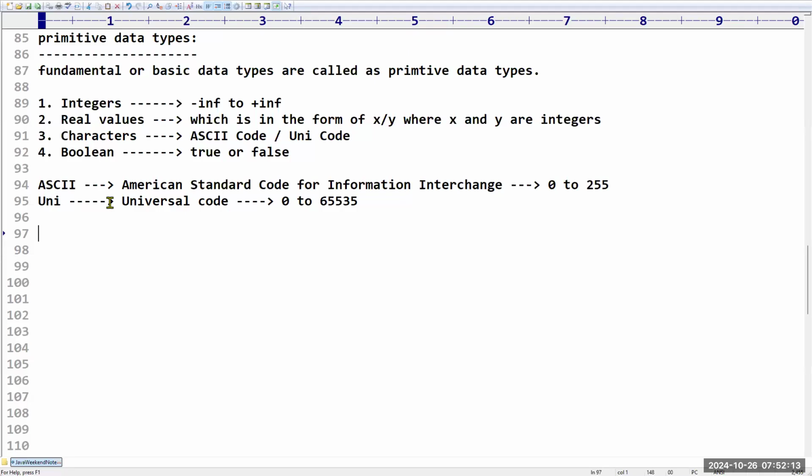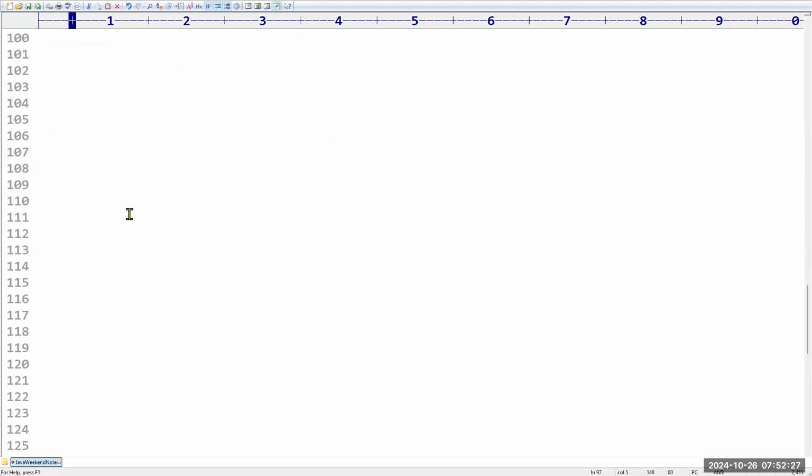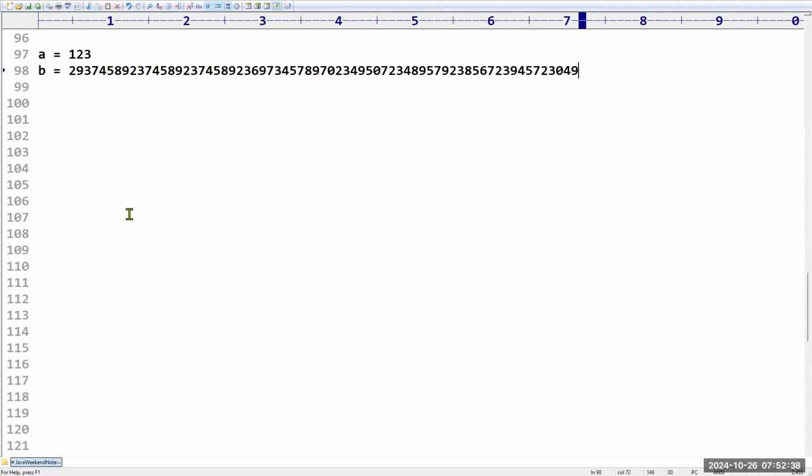Right. So I'm going to write two lines, and from that, I'm going to ask 3 questions. So you have to tell the answers for those 3. The first one: A is equal to 123, and B is equal to a big number like this. What is my first question? Both are integers. Am I right, sir? Please confirm. Yes, sir. Both are integers.